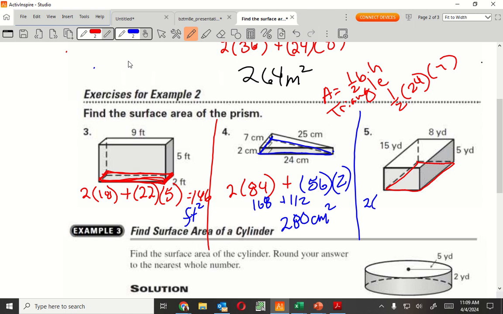Number five is going to be 2 times the area of the base, which is going to be, we have 15 going this way and 8 going this way. So 15 times 8 is going to be, what's it, 120? Plus the perimeter of the bottom, 15, 15, that's 30, 38, and then 46. So it's 46 times 5. What do we get? 170? 470. What are my units? Yard squared. Very good. Good job.